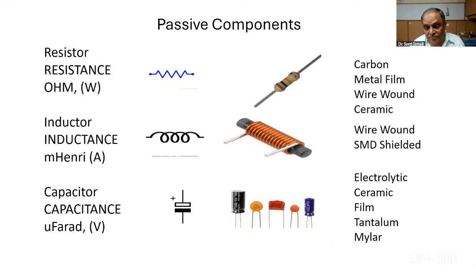Second is the inductor. An inductor looks like a wire, but it is wound like a coil. So we call it an inductor. To understand the advantage of this, when the current goes around the wire, when the electron flows through the wire, it creates magnetism.